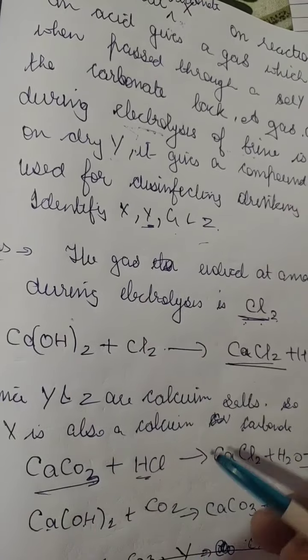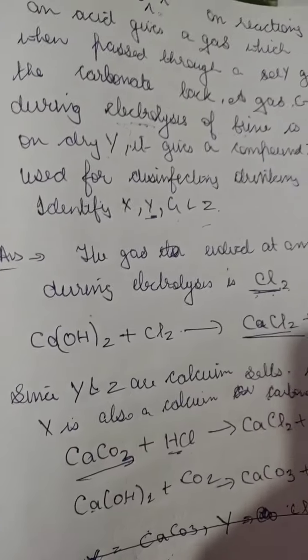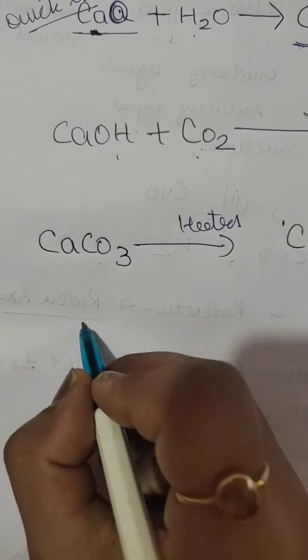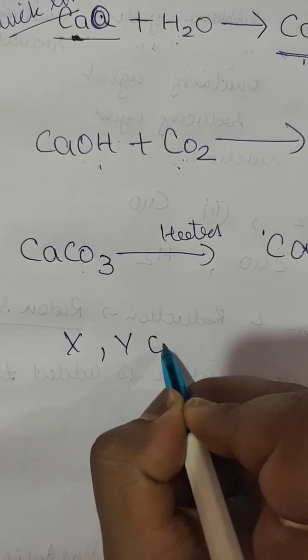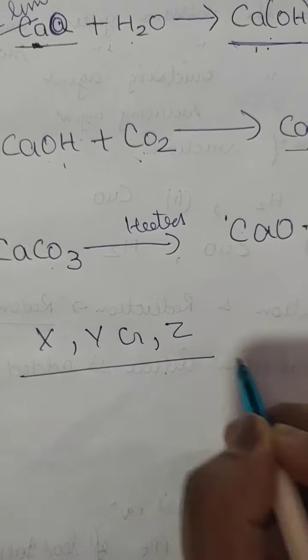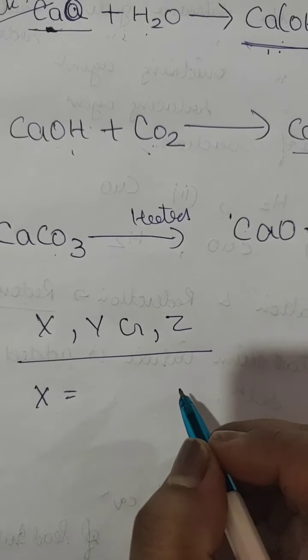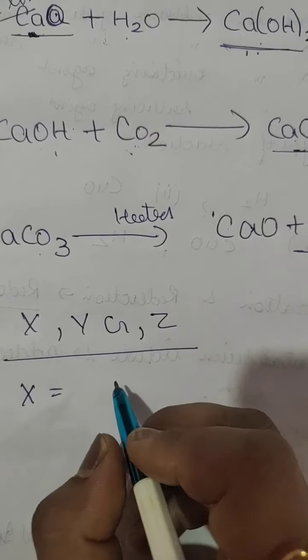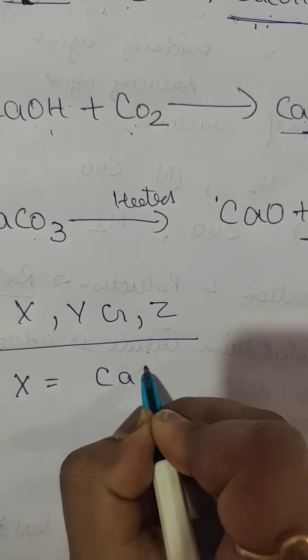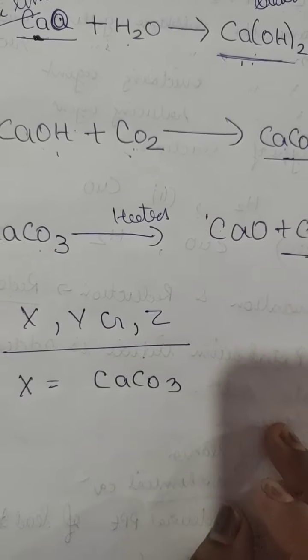We have got all these reactions, so it's very clear to us what these elements are. So here we have to find out X, Y, G and Z, all these four compounds. What was X? X was a metal carbonate, they asked. So X is calcium carbonate in the reaction.